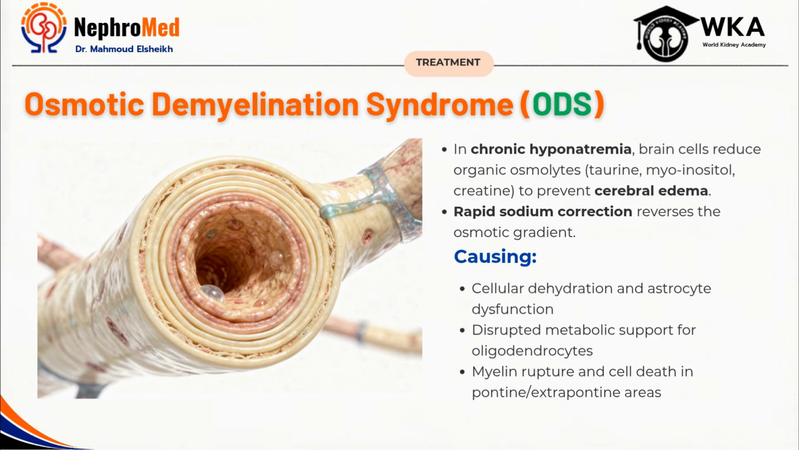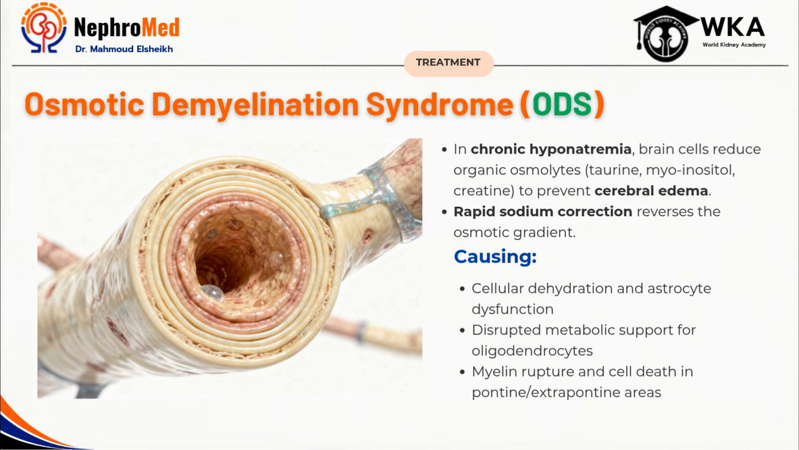The problem happens when serum sodium is corrected too quickly. A rapid rise in extracellular tonicity suddenly reverses the osmotic gradient. Water rapidly leaves brain cells before they can reaccumulate osmolytes. The result is cellular dehydration and injury, especially affecting oligodendrocytes and myelin integrity. This leads to demyelination, especially in the pons.